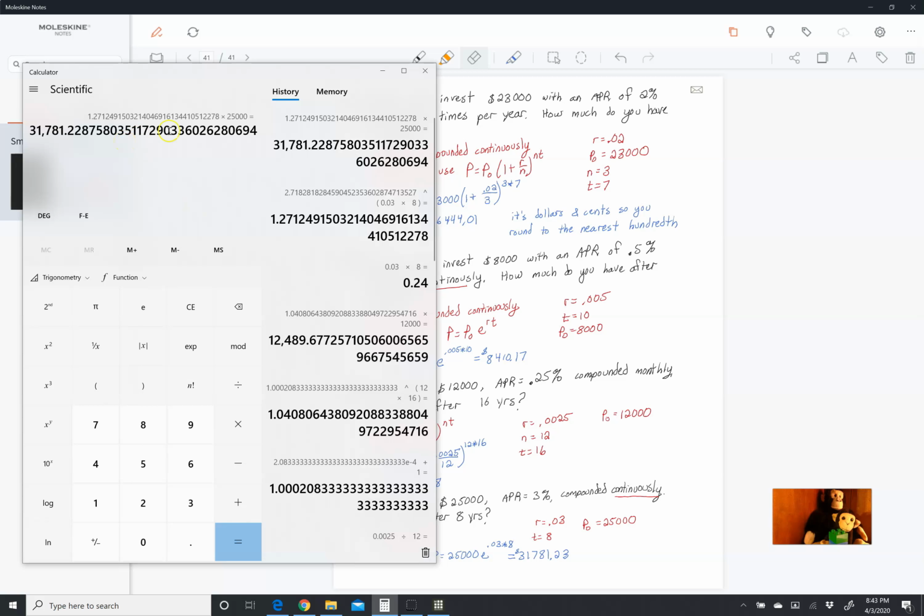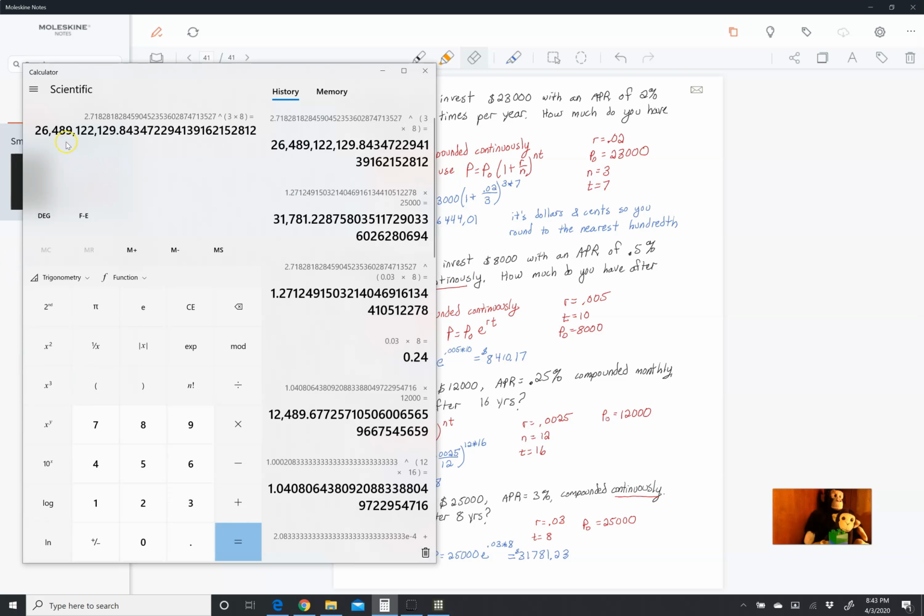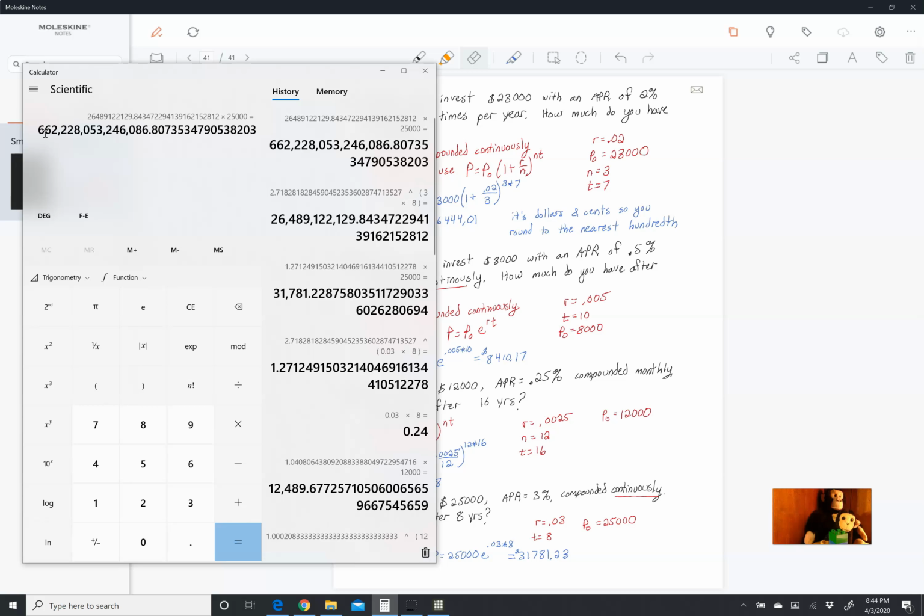If we did e to the power of, and instead of doing 0.03, we did 3 times 8, this is the difference. You see how we get this huge, huge number? It's not just a little bit above 1. It's like 26 billion, okay? And then we multiply by our 25,000. This doesn't make sense, that we get 3% interest and we're doing this. What this is telling us is that we're getting 300% interest.